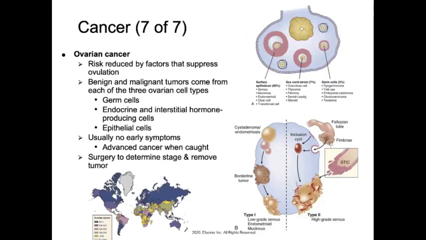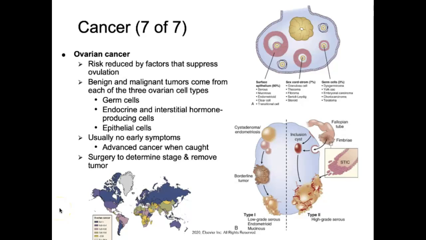Next up, we have ovarian cancer, and this is a common gynecologic malignancy with about 50% of the cases occurring in women who are 65 years of age or older. And it's really considered to be a silent disease because it's usually caught in the advanced stages. There really aren't great preventative tests that we can do to see if there is ovarian cancer taking place. So the risk is reduced by factors that are going to suppress ovulation.